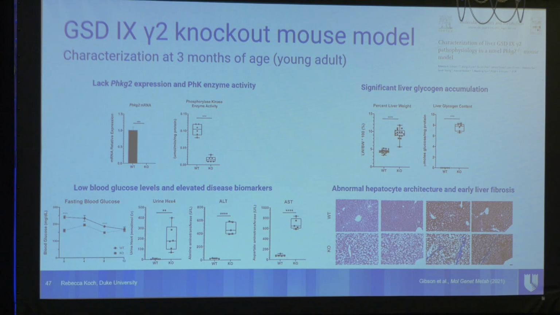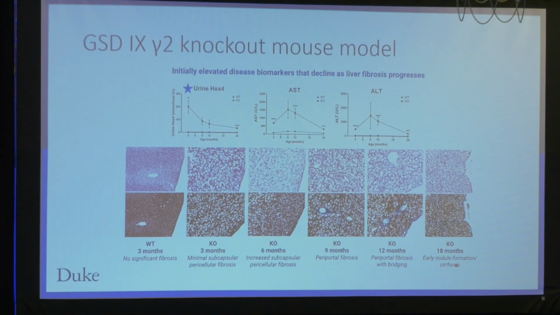And what we were able to show was that by 3 months, they have an increase in the glycogen, they have low blood glucoses, they have an increase in the urine GLUC4, they have a marked increase in the ALT and in the AST. And if you look under the microscope, they've got the presence of glycogen, but also already by 3 months, there's presence of that bluish material, which I told you is by trichrome stain, which is scar tissue. So what happened over a period of time?